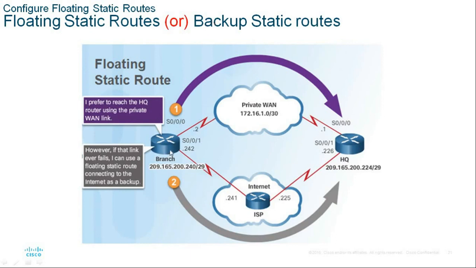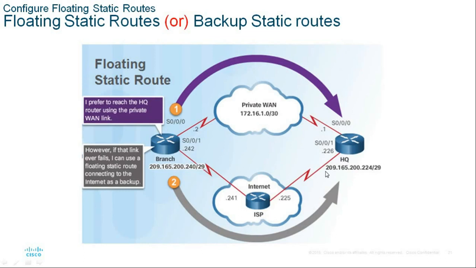See this picture, there is a branch router and there is a headquarters router. Between these two there is one route here and one route here. The first route is traveling with the help of a private WAN. You can also reach headquarters from this branch via the internet. So to reach headquarters from the branch, you have two paths. This is path number 1, this is path number 2. Technically, they will say this is the primary path and this is the secondary path.